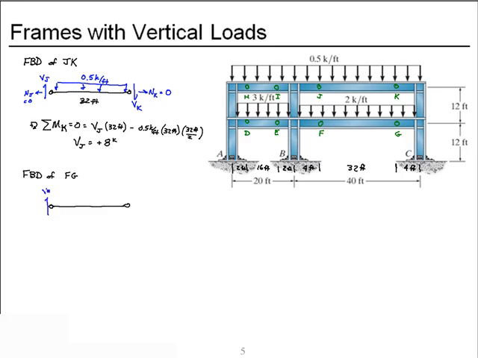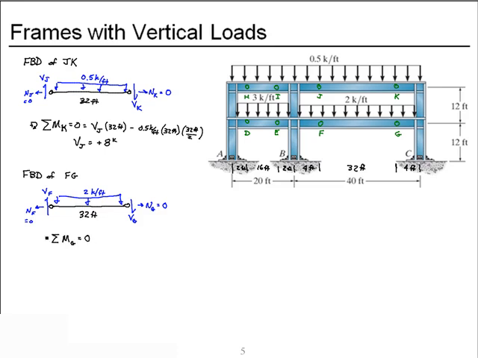Where we have the shear at F, the normal at F that we know to be 0, the distributed load. Notice this is not the same as it was for DE. This is 2 kips per foot. The shear at G, and the normal at G, which we know to be 0. This piece is also 32 feet long.